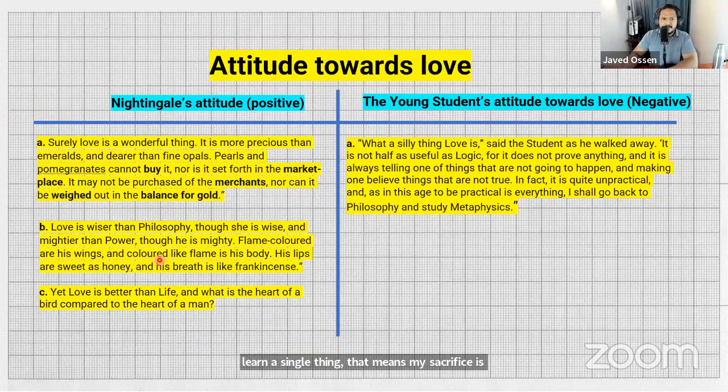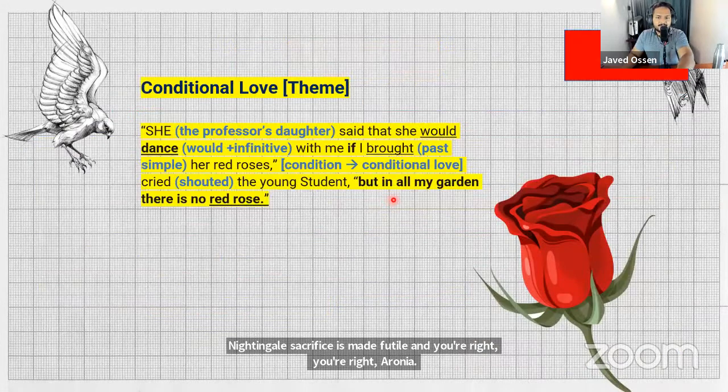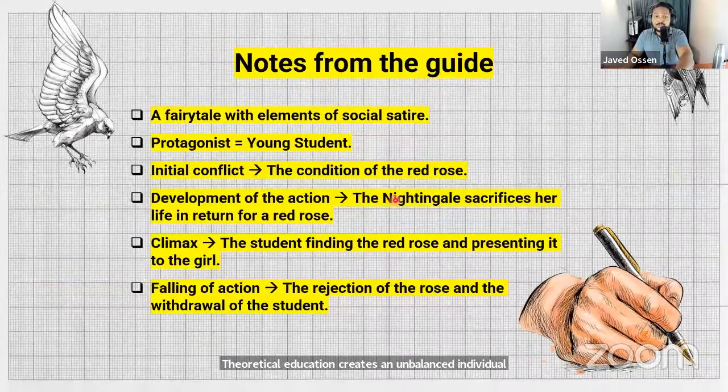So in the ending, you're right, Amra, and you're right, Sayyada. Another word that we can use for useless is futile. The Nightingale's sacrifice is made futile. And you're right, Arunya. Theoretical education creates an unbalanced individual. That's a good example for the young student's character.